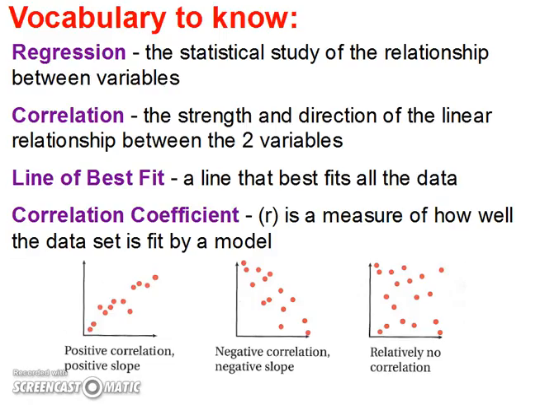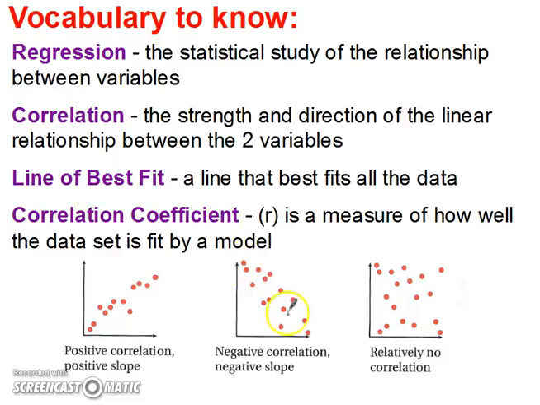A regression: the statistical study of the relationship between variables. A correlation: the strength and direction of the linear relationship between the two variables. A line of best fit is a line that best fits all of the data. And the correlation coefficient, the r value, is a measure of how well the data set is fit by a model. So, this is a positive correlation because it has a positive slope.